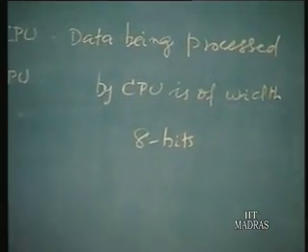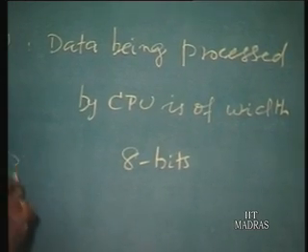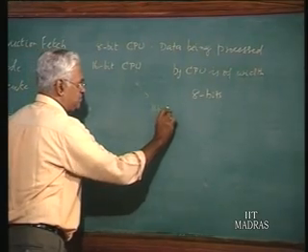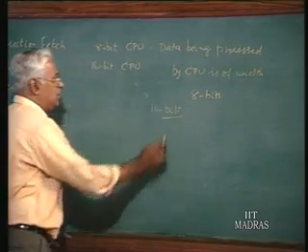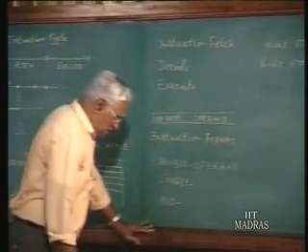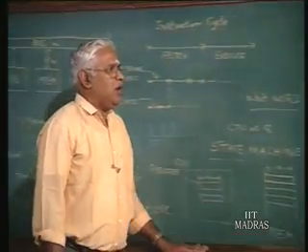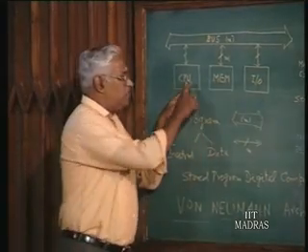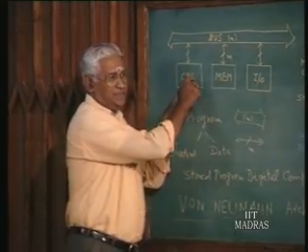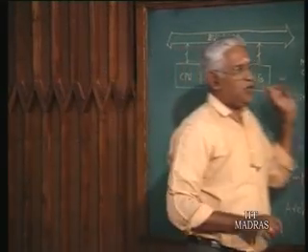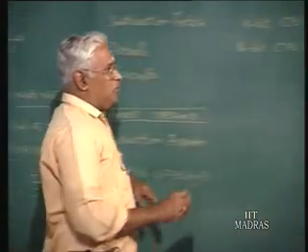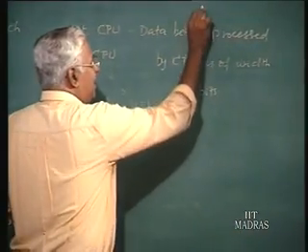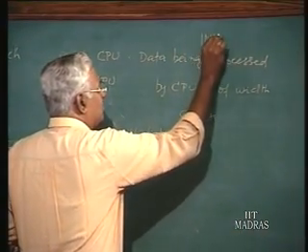Okay, that's what it means. In the case of 16, it is 16 bits. When I say data being processed by CPU, what we are talking about is what the processor would be doing internally. So we would say data being internally processed.